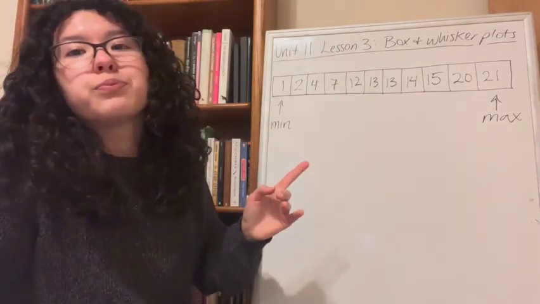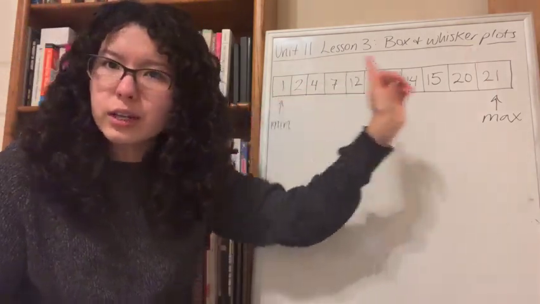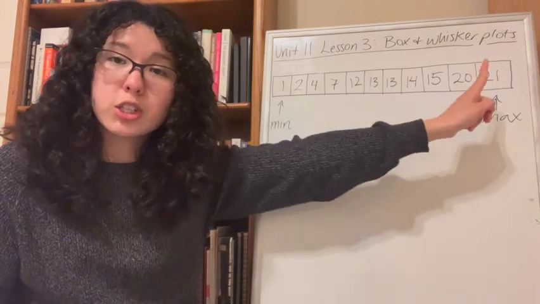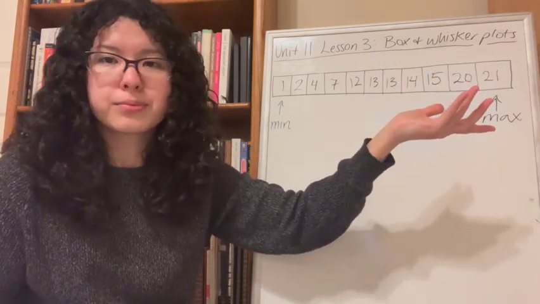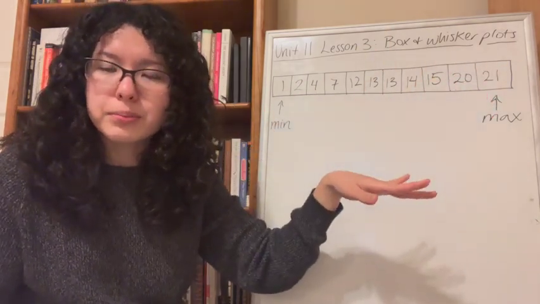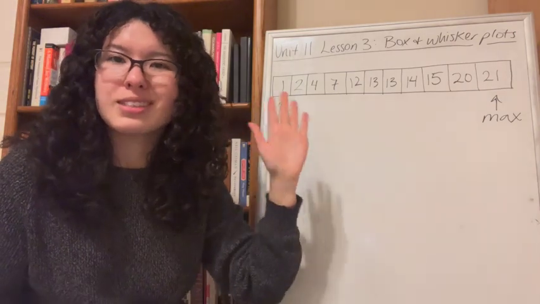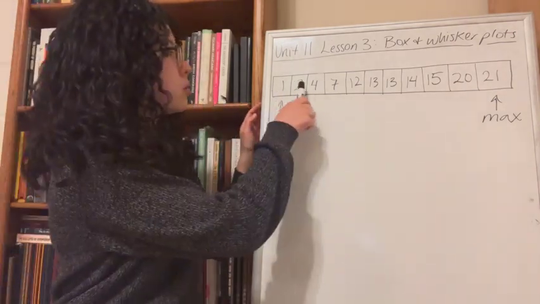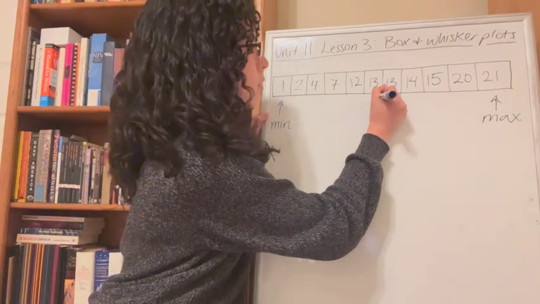Okay, let's find the median. So to find the median, they're already in numerical order from smallest to largest, so we're just going to have to find the middle number. Now we have 11 data points here. So the middle number is going to be our 6th number. 1, 2, 3, 4, 5, 6. Right here, this is our median.